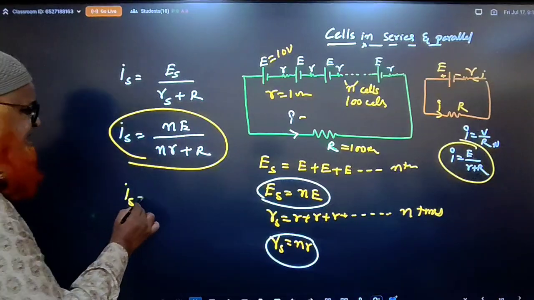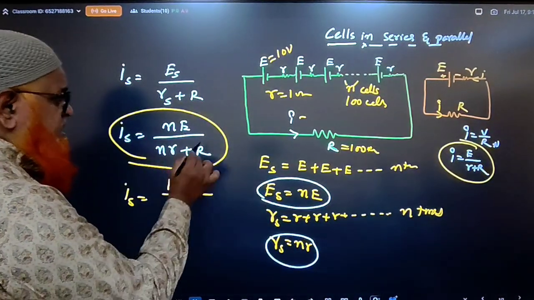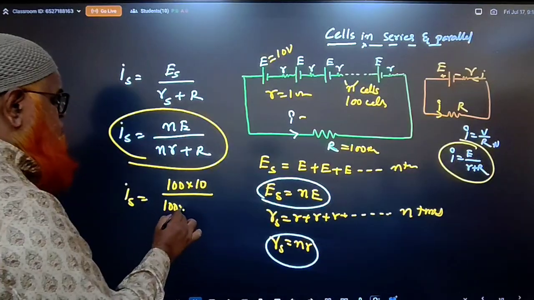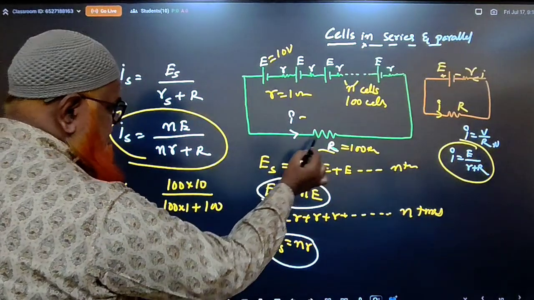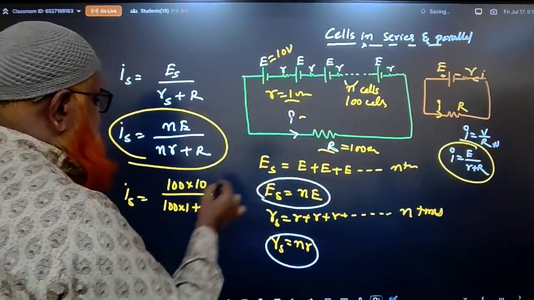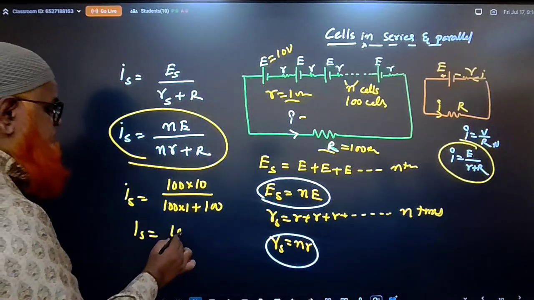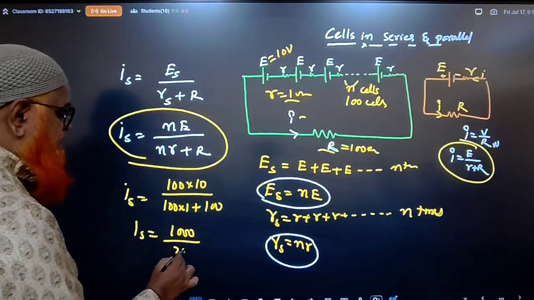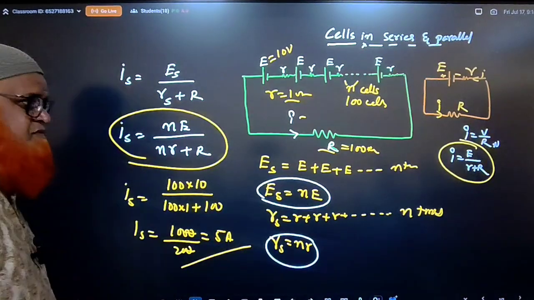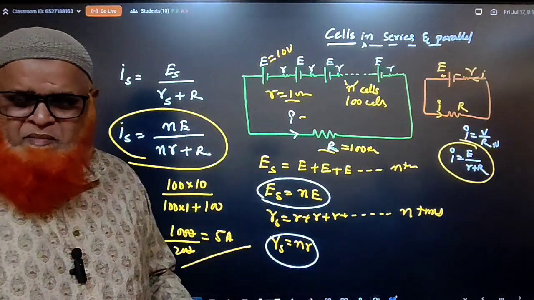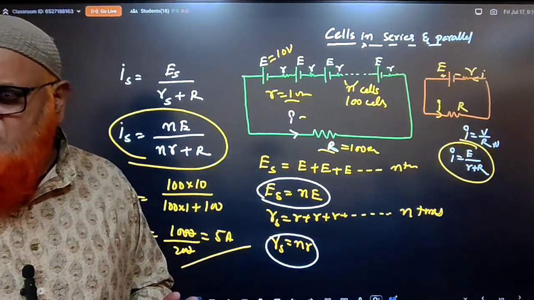The simple logic is I_S is nothing but 100 into 10 by N into r plus R, 100 into 1 plus again 100 here. Okay. So R is also 100, and 1 ohm into 100 cells, N into r, is nothing but 100. Therefore, I_S is going to be how much? 1000 divided by 200 is going to be how much? 5 amperes of current is passing through the circuit. We have solved the problem. A simple problem. Hope you understood what I am saying now.